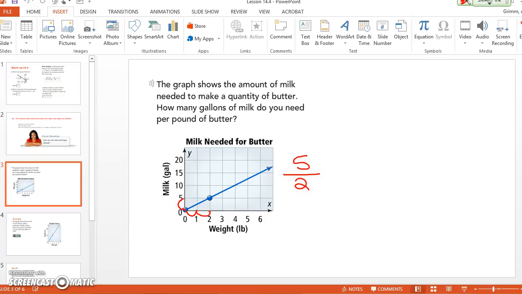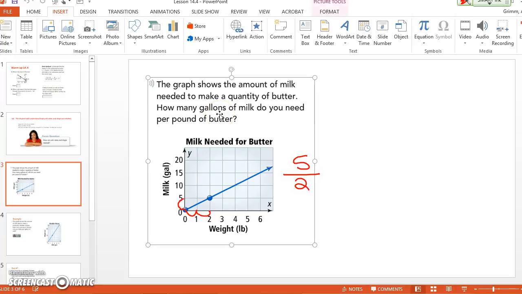Now, technically, if they were both counting by 5s, you wouldn't have to do that, because it would still simplify down. That would be like 5 over 10, which would still be 1/2. So if they're the same, you don't have to do it this way, but when they're different, you do. Okay, so how much milk would I need? What was the question? How many gallons of milk do you need per pound of butter? 2.5. Could we write this into an equation?